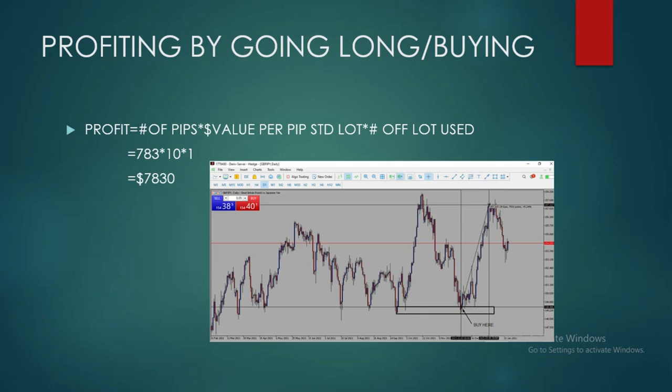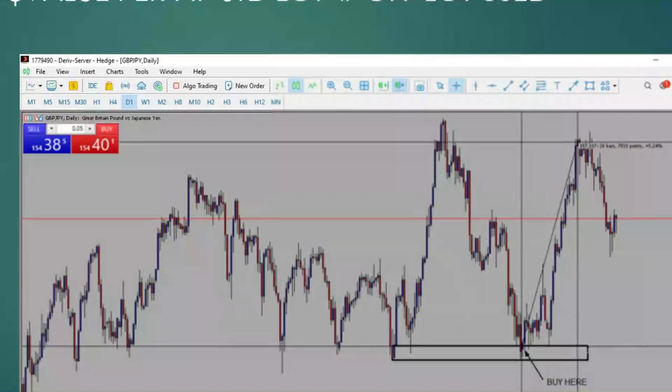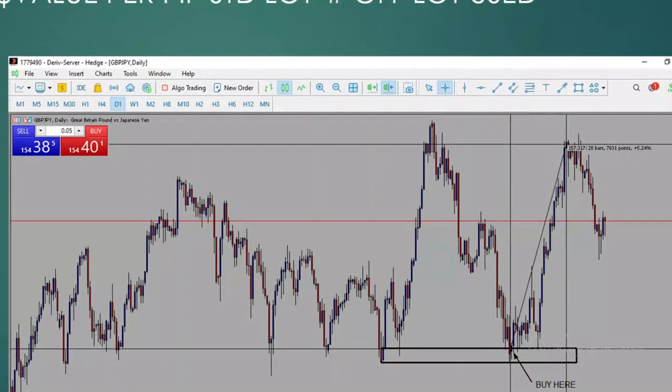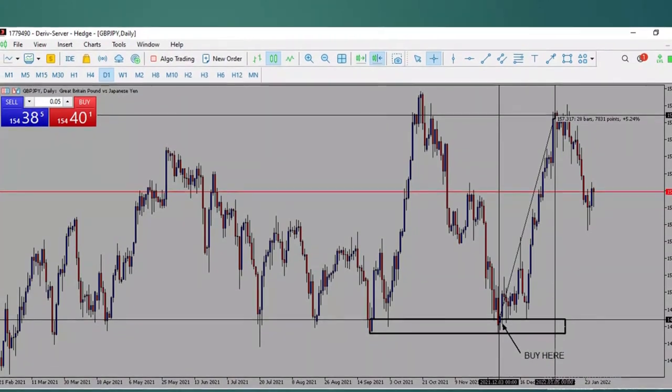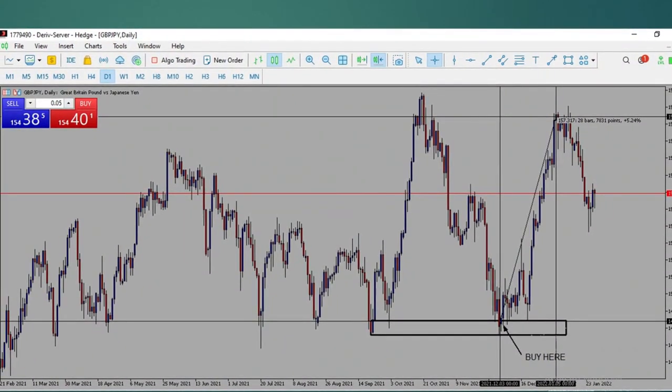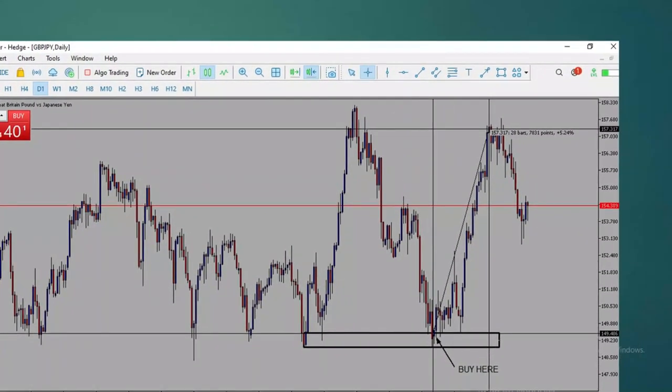I'll explain with this chart, and I'll show you the calculation that you actually do to see how much money you have made or how much loss you have made. It's a simple calculation that you have to understand. So let's look at this chart that I have here. This chart was taken from GBP JPY, the pound against the Japanese yen, and price moved from this zone all the way to that zone.